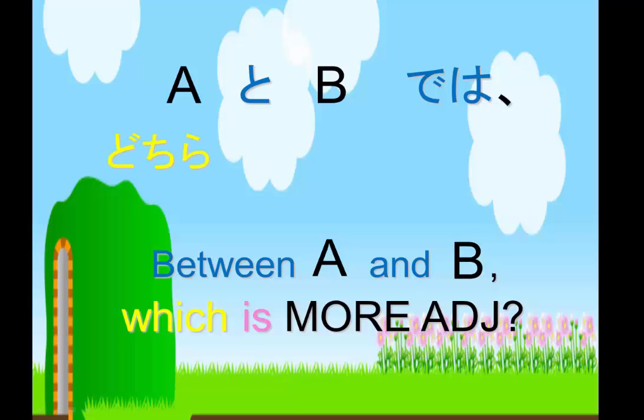Then we need the question word which, dochira, and then we're going to use the subtopic particle ga that tells us it's which that we're actually focusing on. This is our question. Then comes the adjective, desu, it is, and ka, making our sentence into a question. A to B dewa dochira ga, and you put your adjective in, desu ka. Between A and B, which is more of your adjective. Okay, let's have a look at it in practice using Hello Kitty and Totoro.